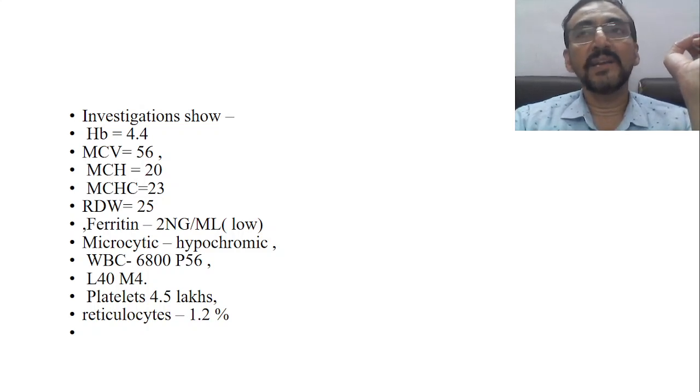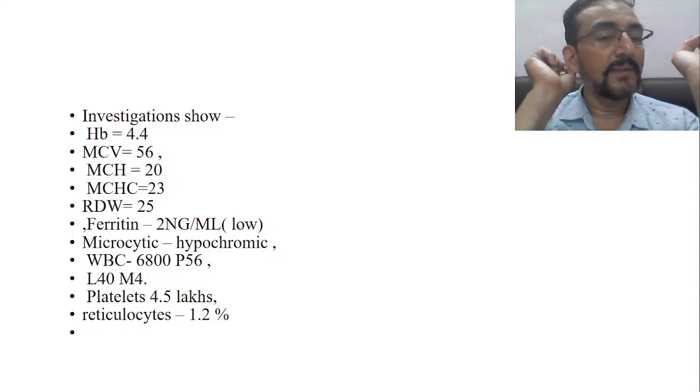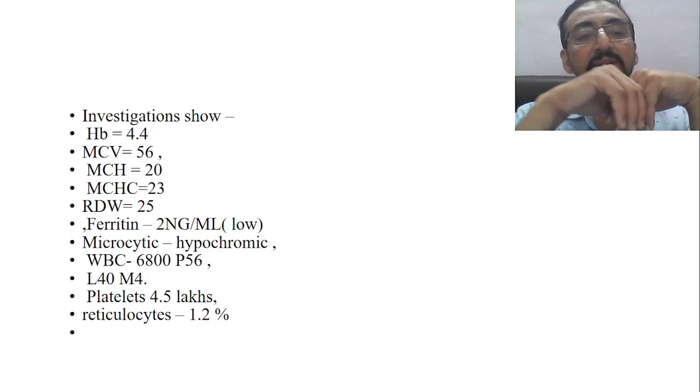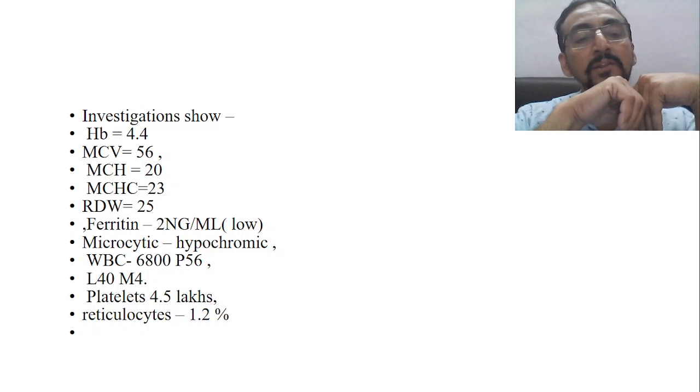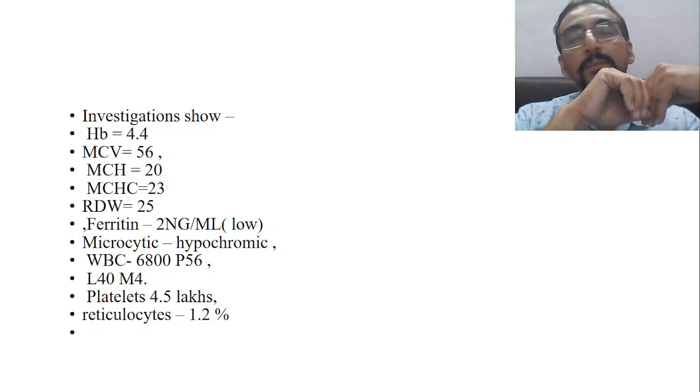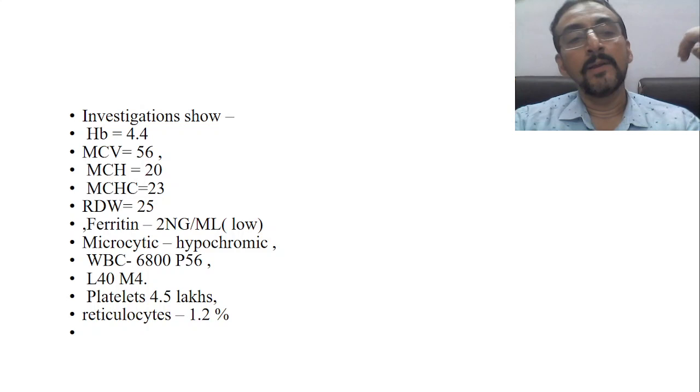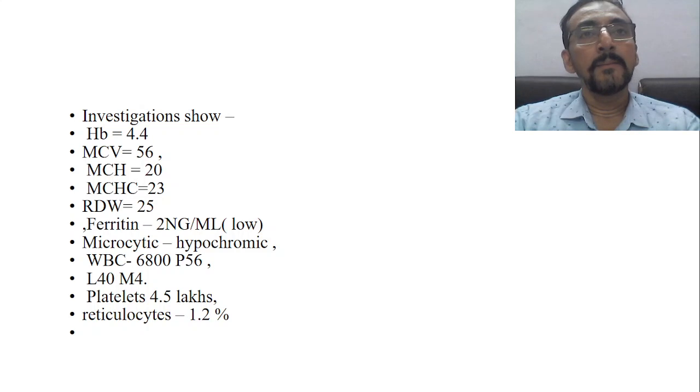Then comes MCH. Normal MCH is about 30 picogram, and MCHC is about 33%. It is only 23%. And RDW is 25, so red cell distribution is also abnormal. Ferritin is low anyway. So the peripheral picture shows microcytic hypochromic anemia. Microcytic hypochromic anemia is a very characteristic feature of iron deficiency anemia, but it can also be seen in case of thalassemia, that has to be kept in mind. Otherwise it's very typically seen in iron deficiency.